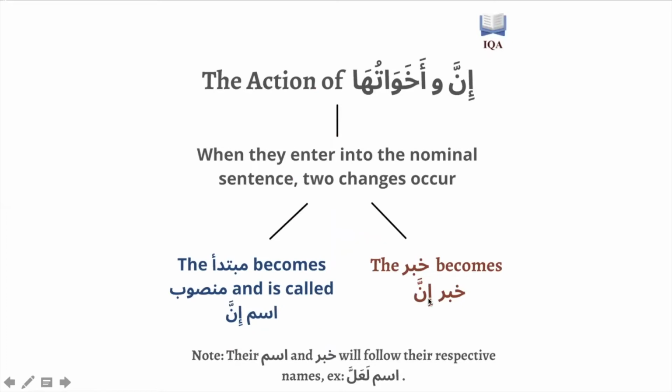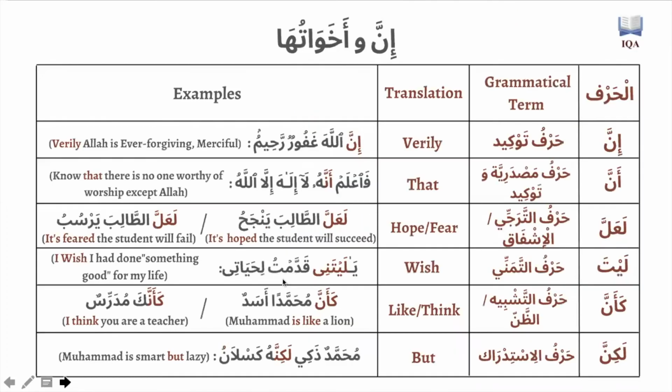Now, if it's not inna, but rather it's one of its other sisters, then it will have the respective name. So let's see an example of the sisters of inna. So we covered that there are 6. So inna wa akhawatuha. This is a graph, if you will, or a table that breaks it down. The first particle, of course, is inna, which means verily.